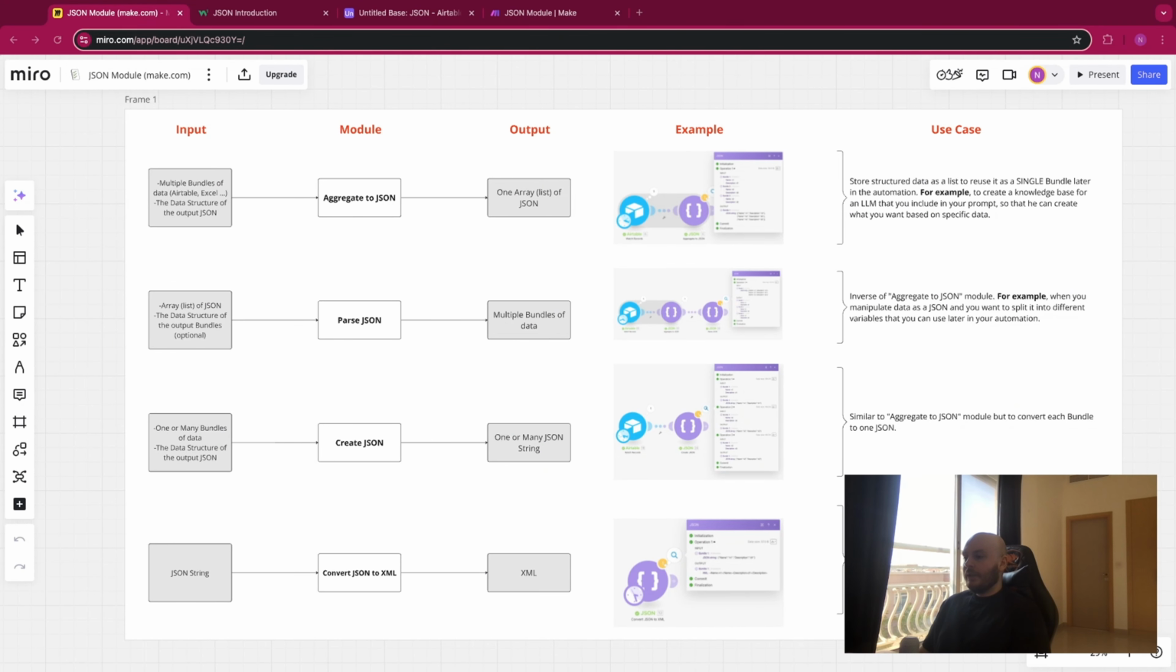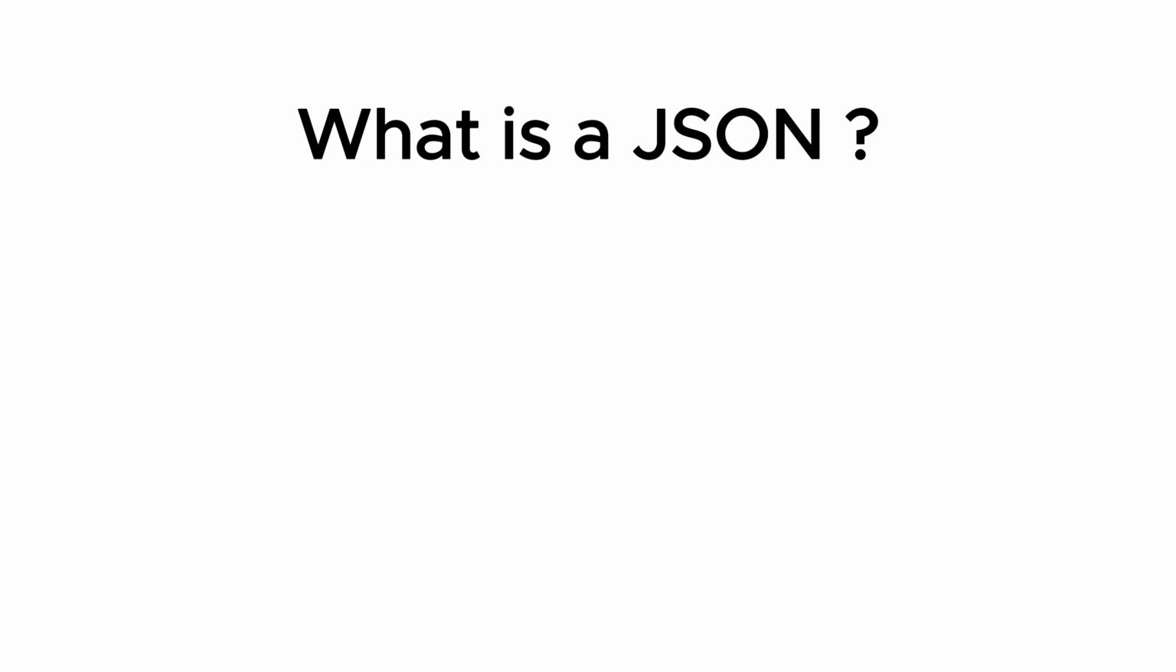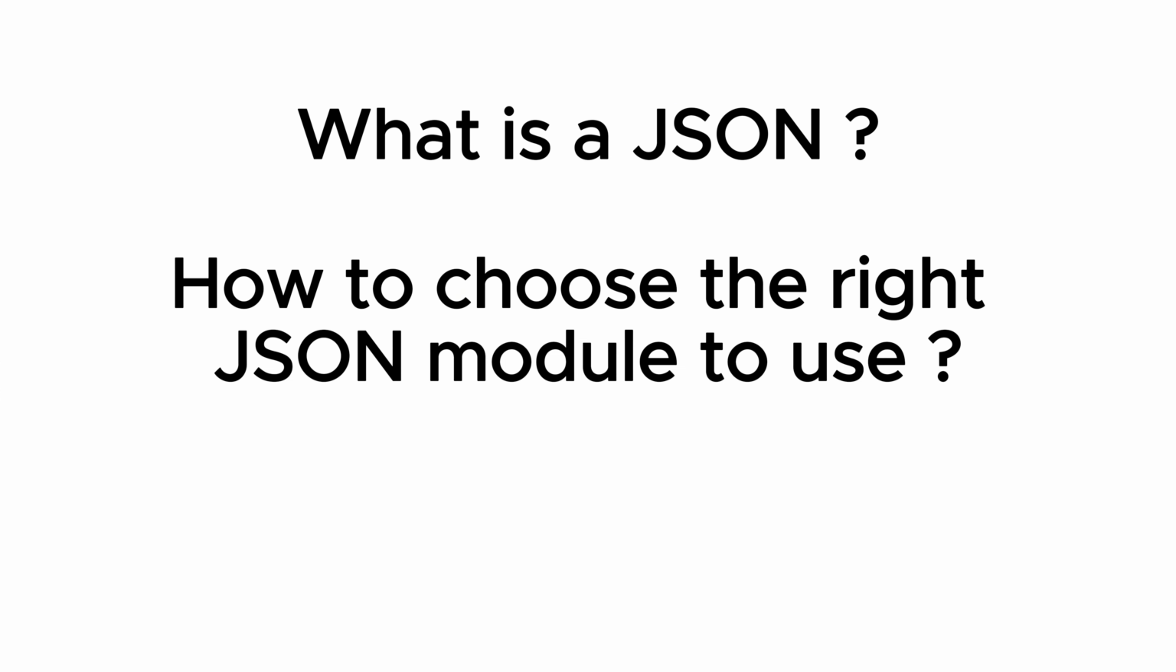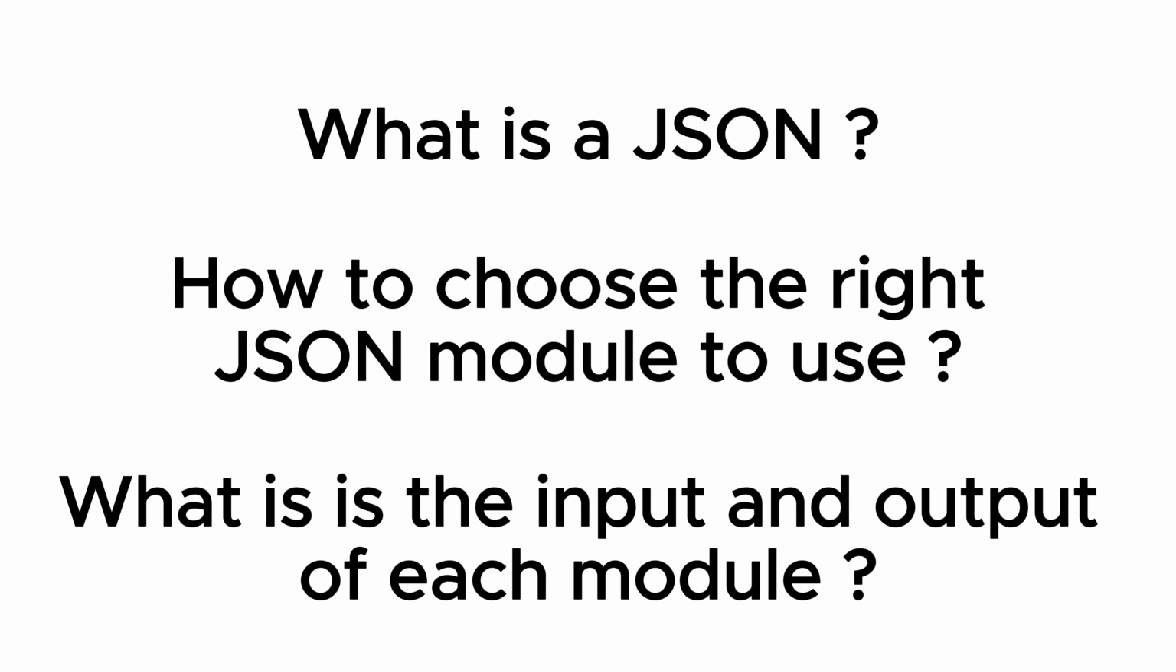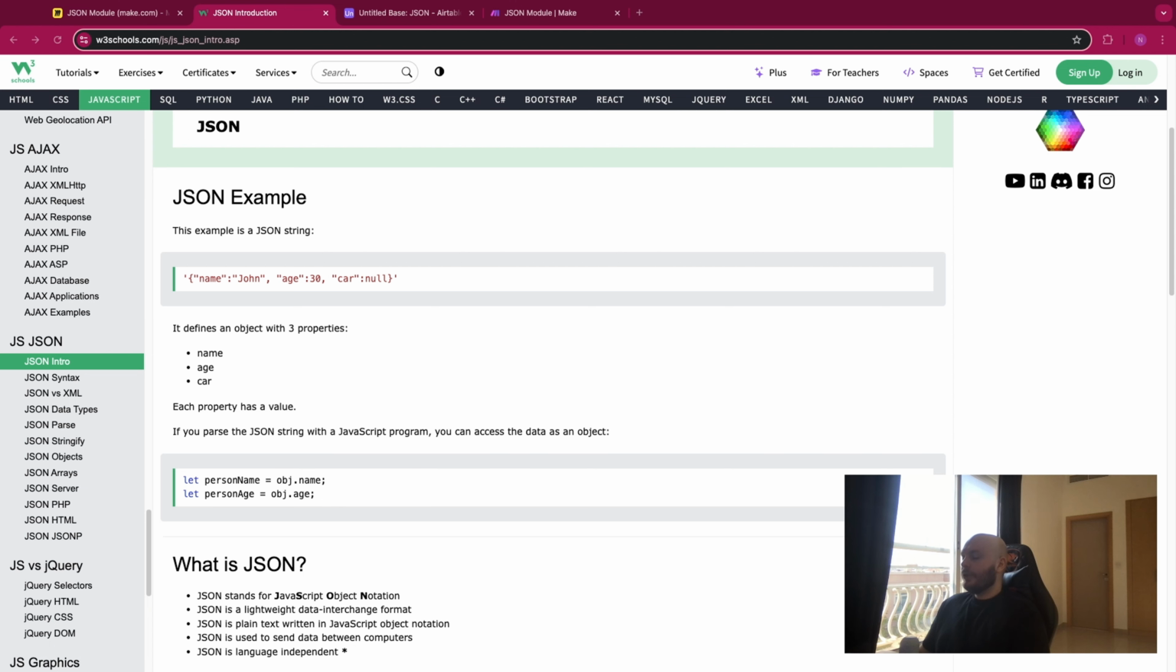When you're just starting using Make, built-in modules can be confusing. This video will give you all you need to know to master the JSON module, so you can create better automations. We will see what a JSON is, how to choose the right JSON module to use with examples and use cases, and what the input and output of each module are. Let's start with the first question.